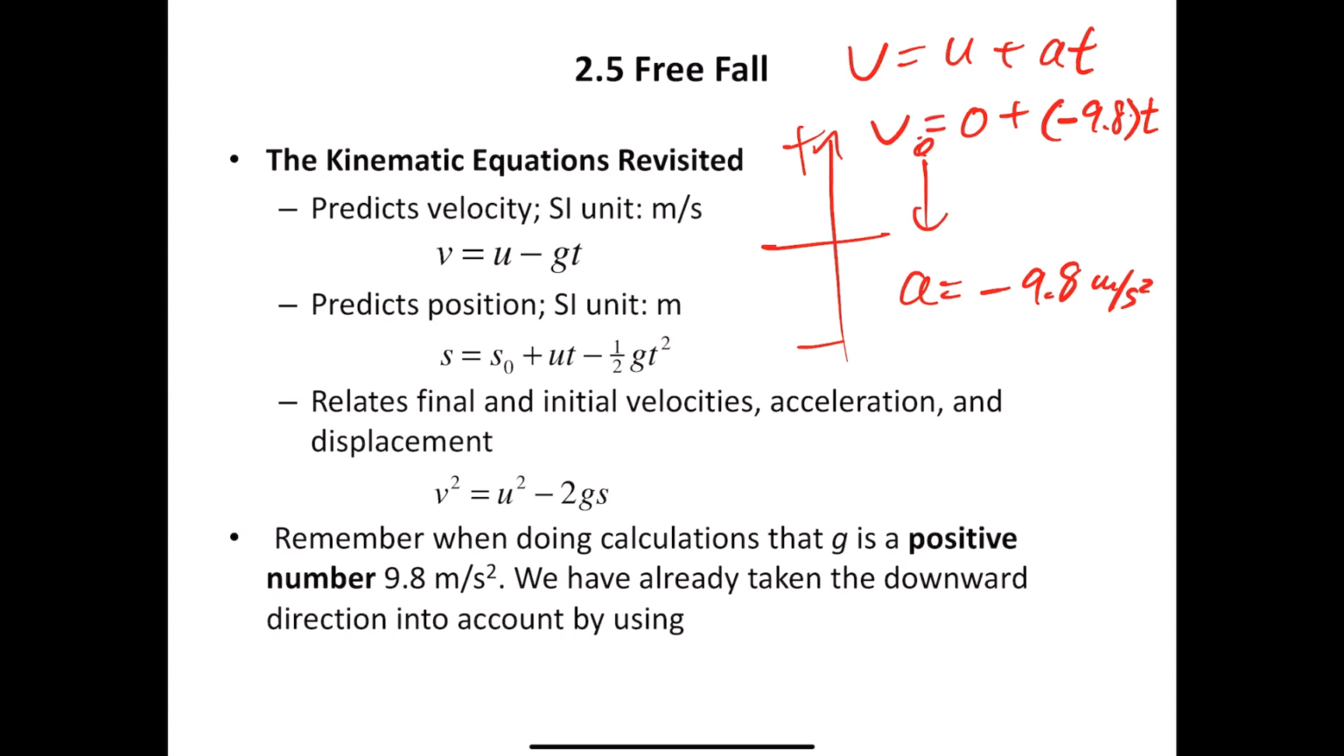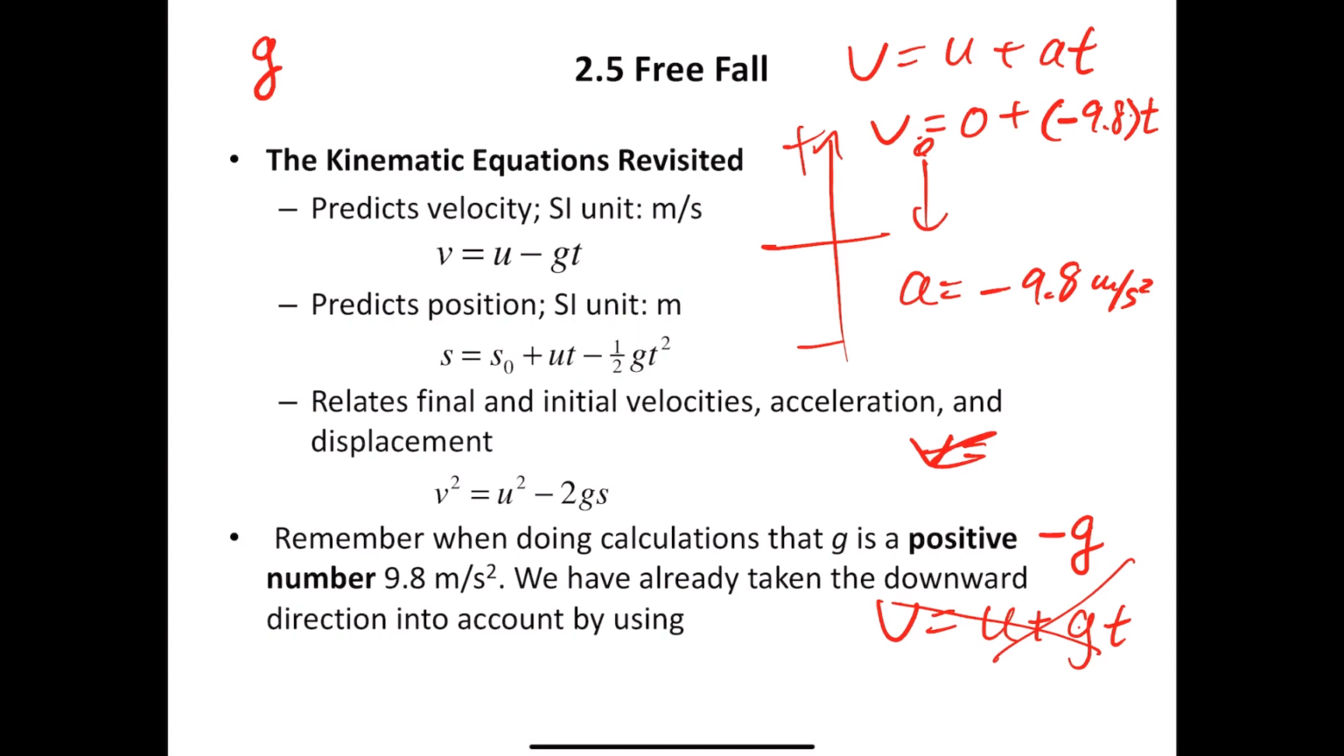Sometimes some people will write it in terms of g. In this case, if they write g itself, it's wrong. You should write negative g. What I mean is, if I ask you what is the value of little g, how will you answer? The value of g is 9.8. It's a number. It doesn't have any sign.